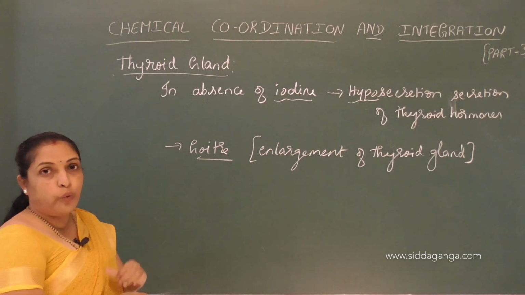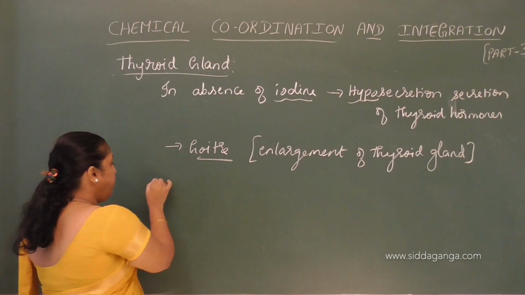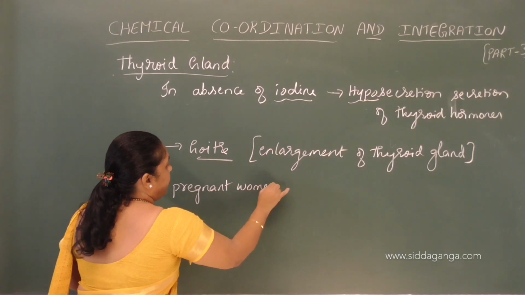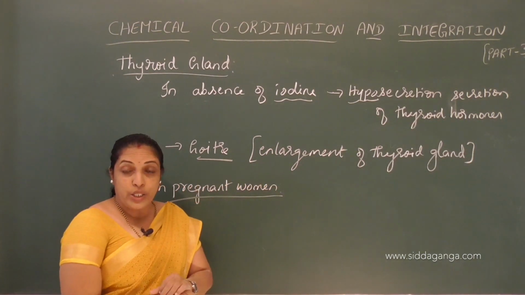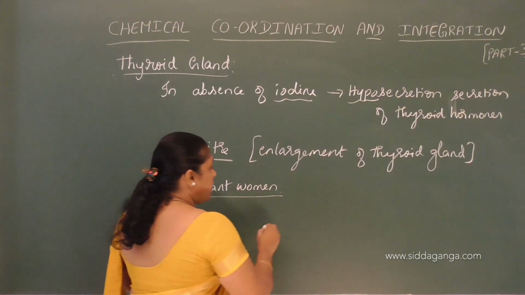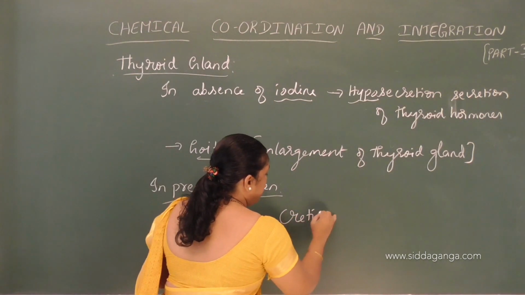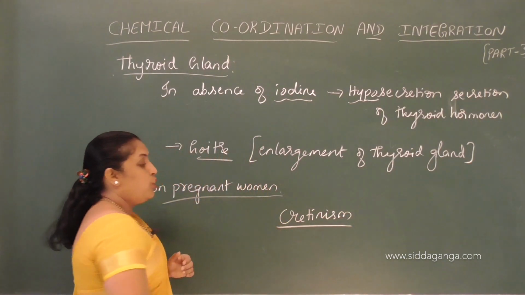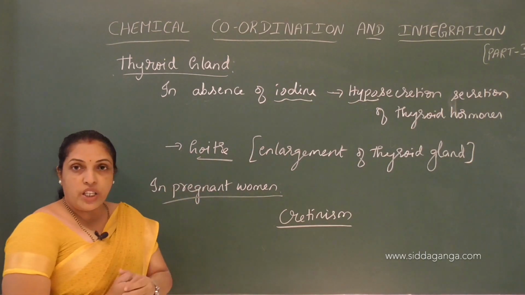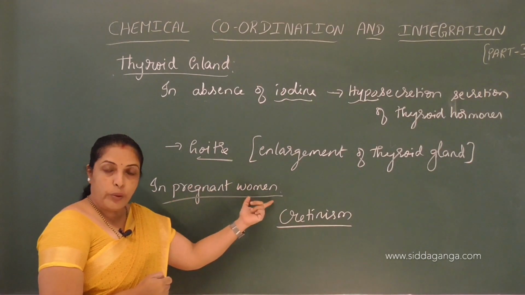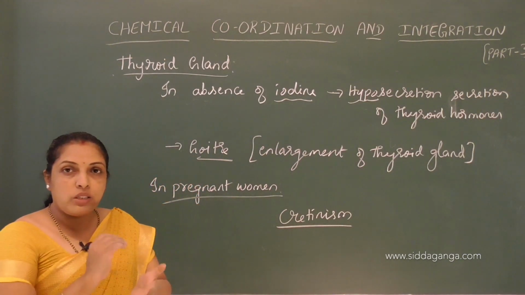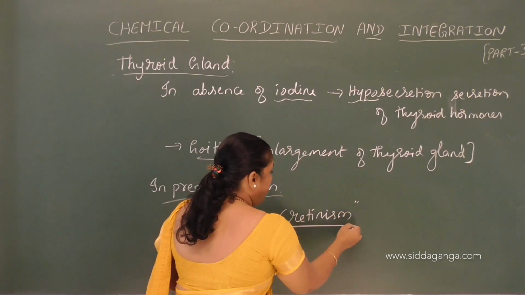Whereas in pregnant women, the hyposecretion leads to underdevelopment and maturation of baby, that leads to stunted growth called cretinism. You should read your textbooks. Every point is in your NCERT textbook. So, hyposecretion of thyroid hormones in pregnant women leads to underdevelopment and maturation of the baby, that leads to stunted growth, and that condition is called cretinism.